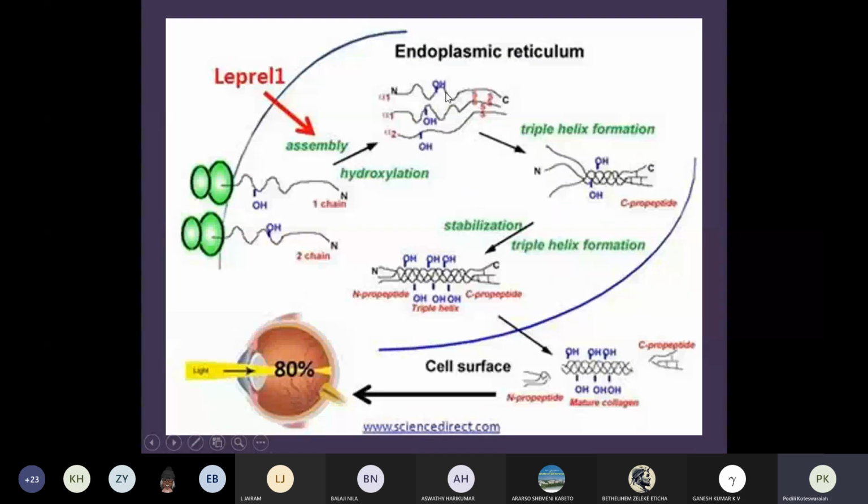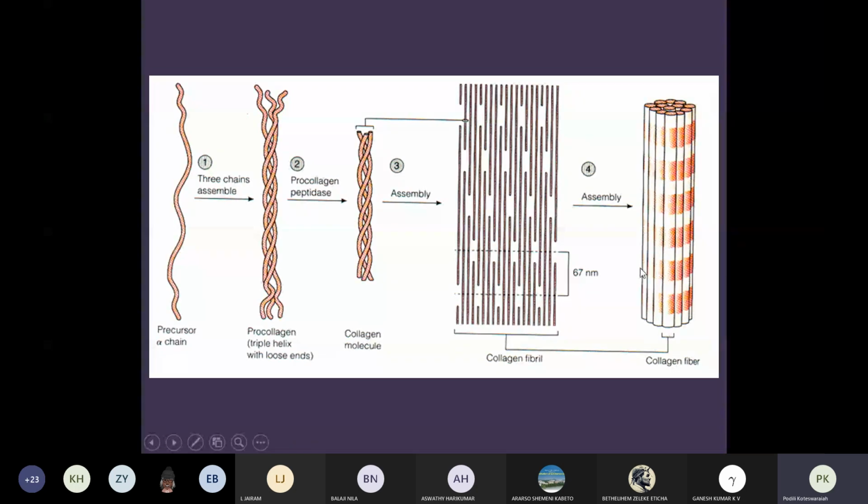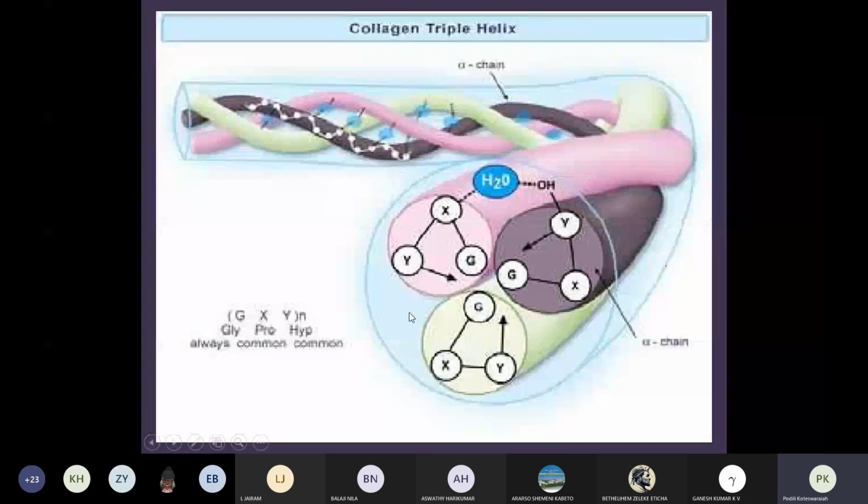You can also see here the overview of collagen biosynthesis. Initially, all these polypeptide chains are formed first, and of course, certain signal peptides are removed during the processing. Once the mature collagen is formed, these triple helical collagens in turn form the collagen fibrils and collagen fibers, and so on. These collagen fibers are present in the tissue.